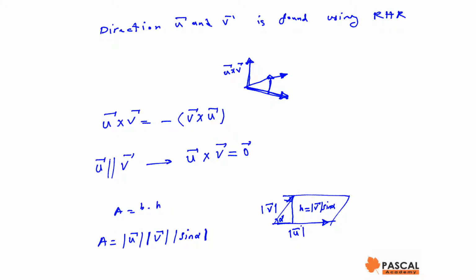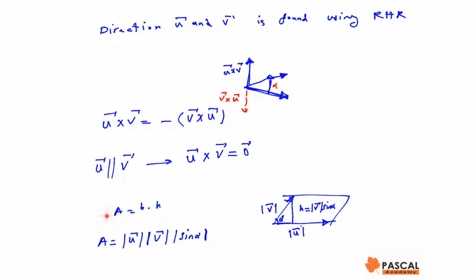U cross V and V cross U are opposite of each other, because if you use right-hand side rule, one of them is out of the plane containing U and V, and the other one is into the plane. They are in opposite direction, but they have the same size. Size of both of them is the area of the parallelogram. If U and V are parallel, then U cross V is 0.